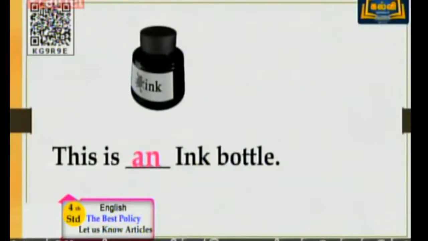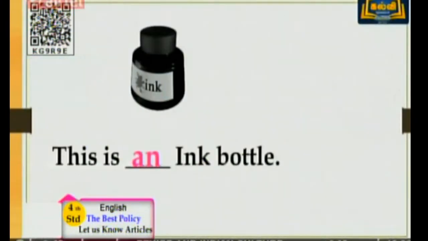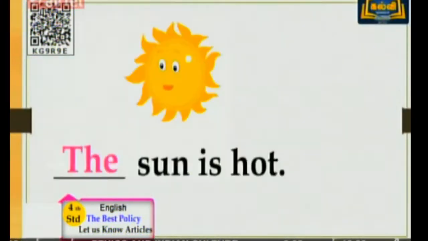What can you see here? What is this? This is an ink bottle. Right? What is this? This is an ink bottle. இப்படி தானே நம்ம சொல்லுவோம். This is a ink bottle கூட கொஞ்சம் பேர் சொல்லுவோம். We'll see that later. What is this? This is an ink bottle.